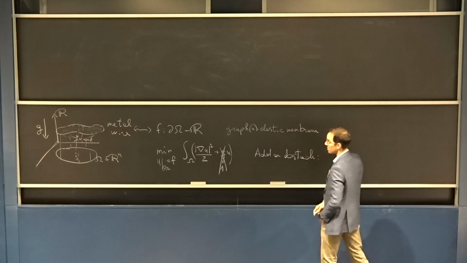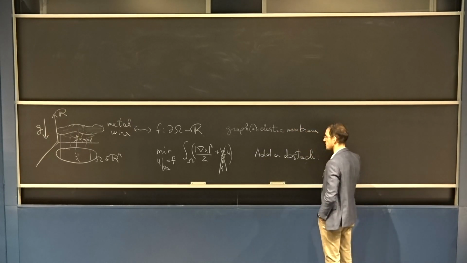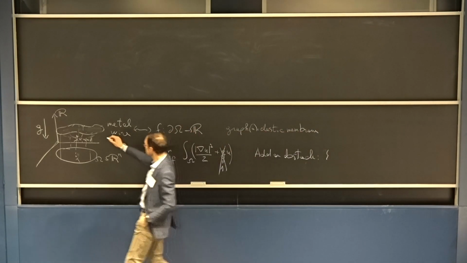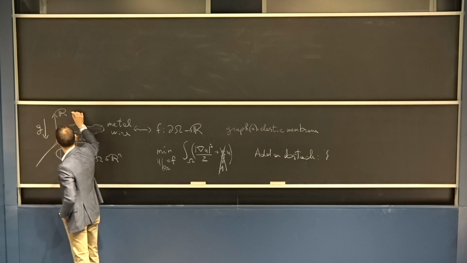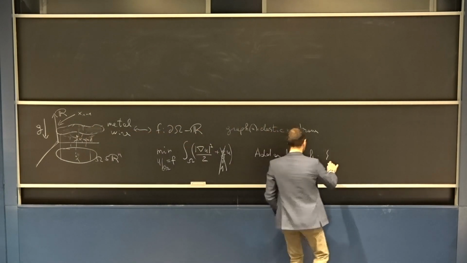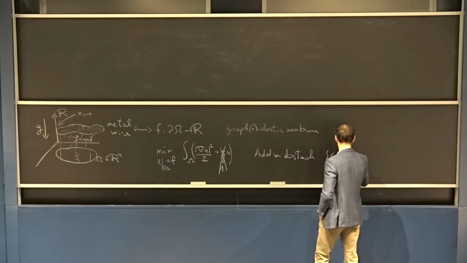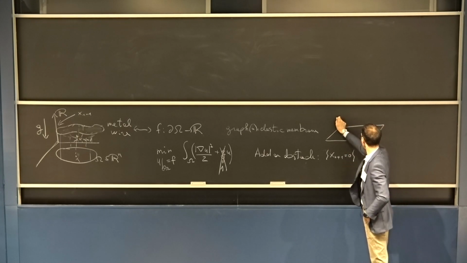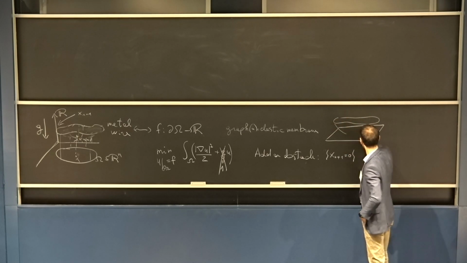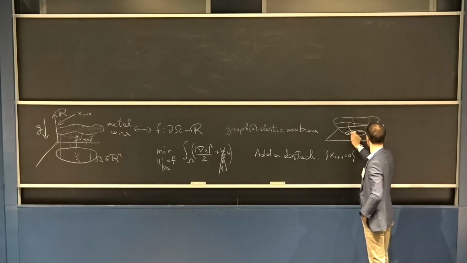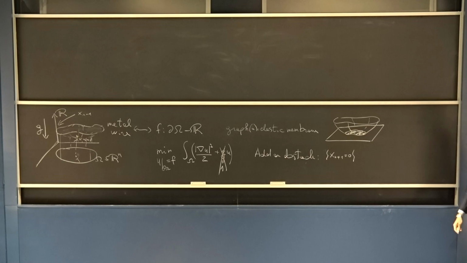And in the simplest case, you can put as an obstacle just the plane, where this is my last variable, the x_{n+1} variable. So this would be x_{n+1} equals 0. So I have this plane that acts as an obstacle. I have my metal wire, and my membrane bends. And then somewhere, this will touch the plane.